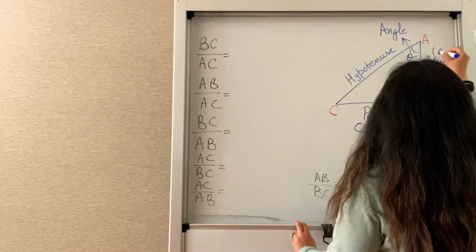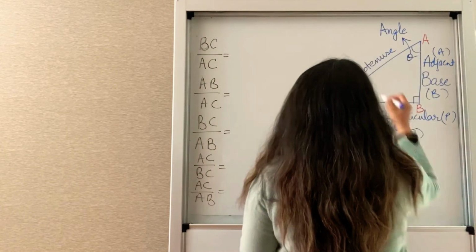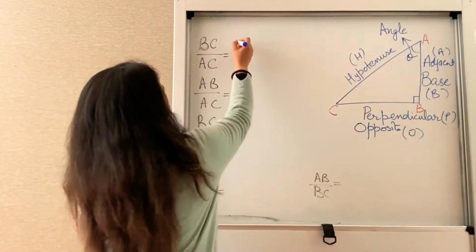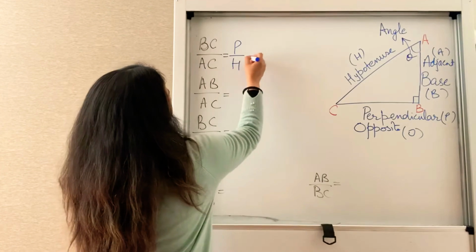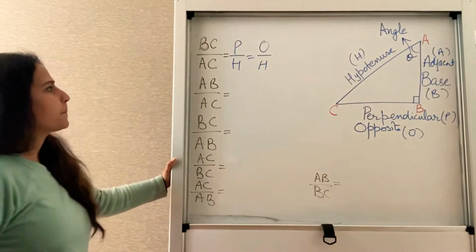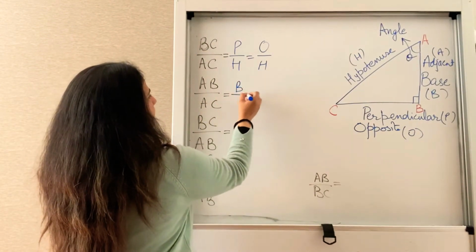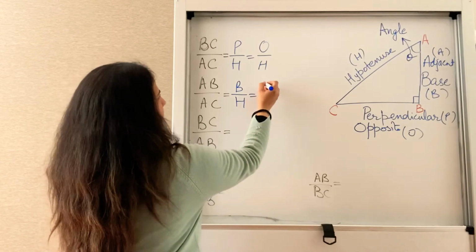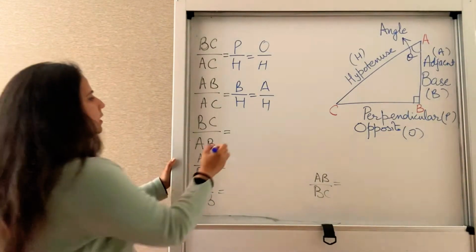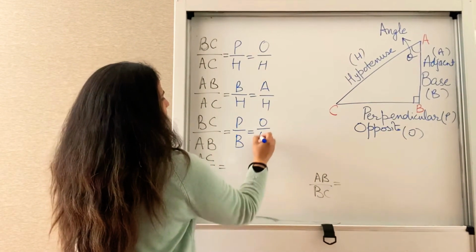So adjacent will be A, this will be B, this will be P, O, and H will remain H. So BC can be written as P also. So it can be written as P over H, or we can write O over H. Then AB over AC. This can be written as base over hypotenuse, or you can write adjacent over hypotenuse. That's fine. Then BC over AB can be written as P over B, or can also be written as O over A. That's fine.